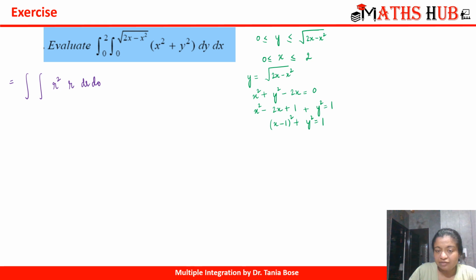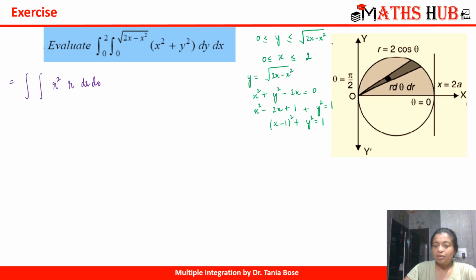So this is one curve. Then we have y equal to 0, x equal to 2 and x equal to 0. When we plot this, we get a region of this type: a circle whose center is at 1, 0 and radius is 1, x equal to 2 is this line, x equal to 0 is the y-axis and y equal to 0 is this axis, right? So you can say it's a semicircular region, right?